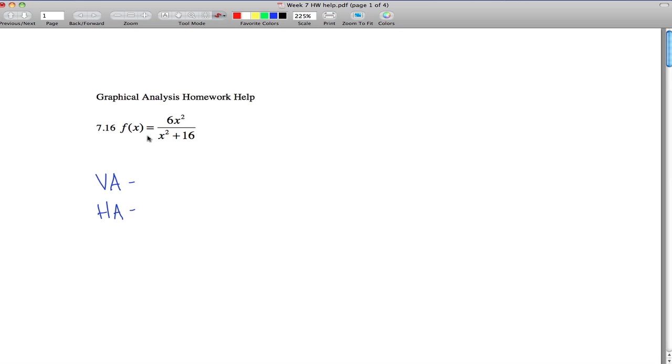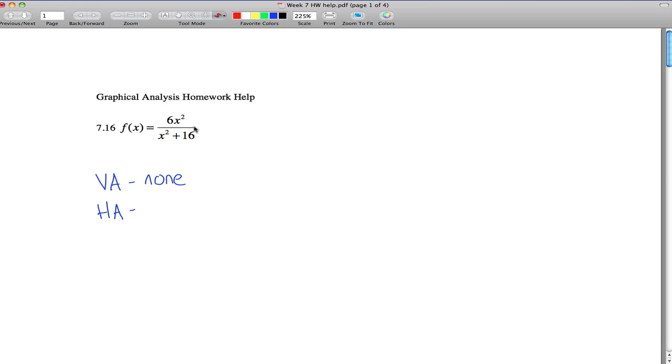Vertical asymptotes are the numbers that you plug in that make the top not be 0, but make the bottom equal 0. But if you look at the numerator here, x squared plus 16, that'll never be equal to 0. Right? X squared is always a positive number. You add 16 to it, there's no way that'll be 0. So there are no vertical asymptotes.